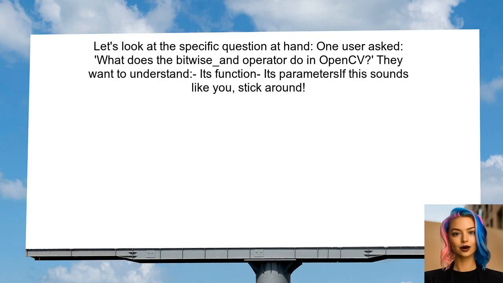Let's look at the specific question at hand. One user asked, "What does the bitwise and operator do in OpenCV?" They want to understand its function and parameters. If this sounds like you, stick around as we break it down.